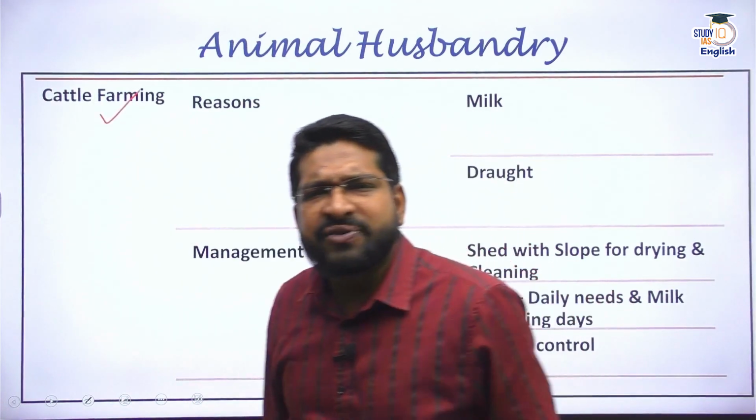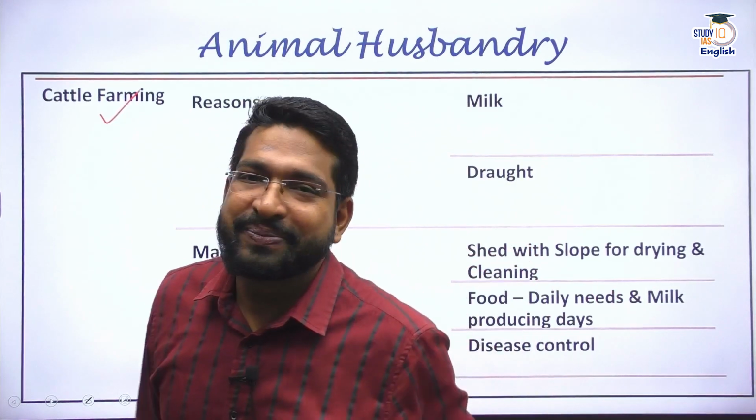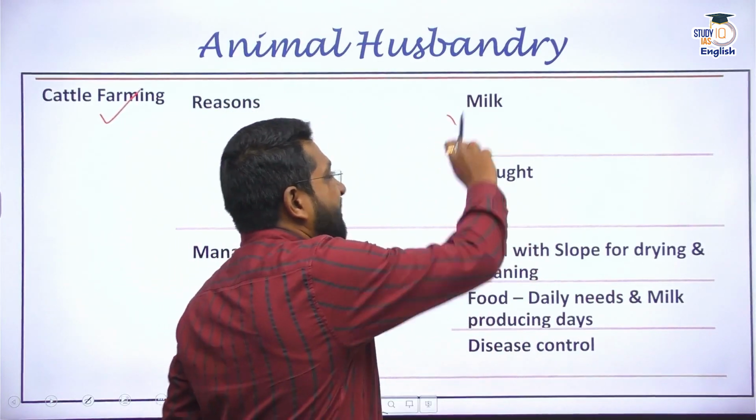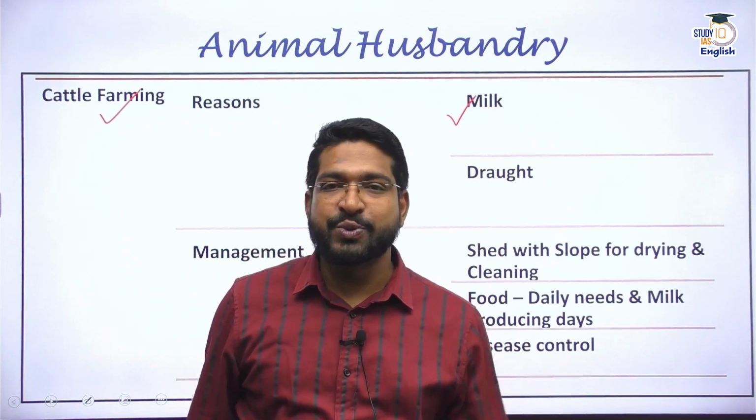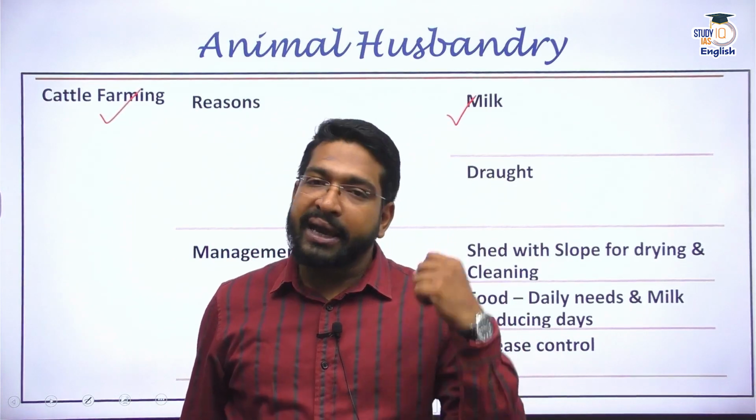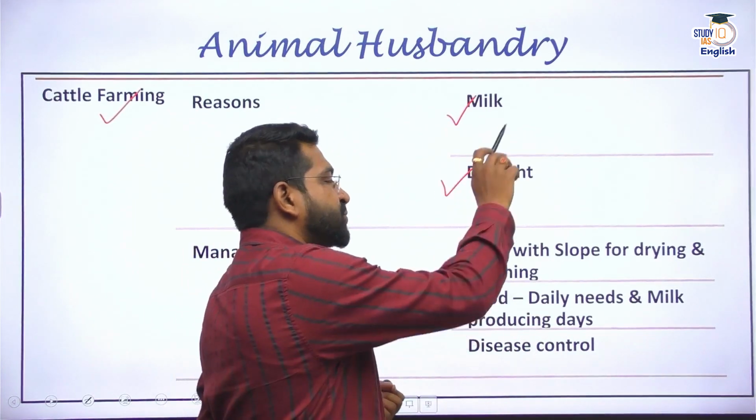Now, why do I do cattle farming? Cattle farming is done for 2 reasons. First reason is I need milk. Means I have milch cattle. I have different cows, buffaloes, which can give me milk. I can also use them for draught power as well.